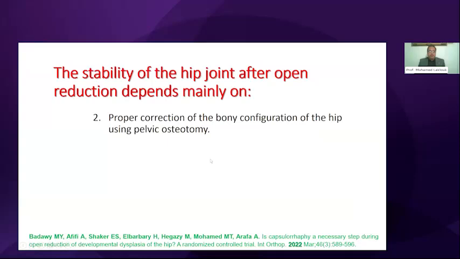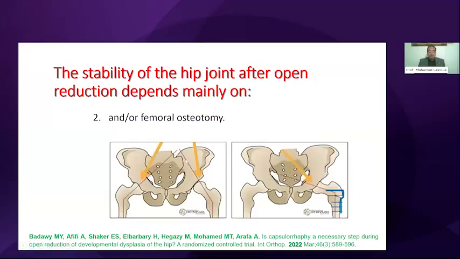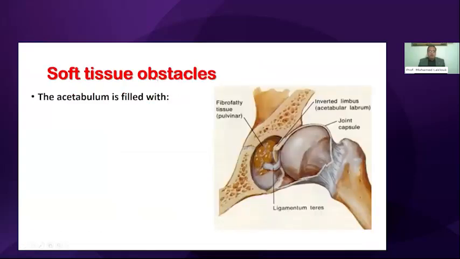We can go for proper correction by either pelvic osteotomy or femoral osteotomy or by both. The soft tissue obstacles in the case of DDH: the acetabulum is filled with inverted limbus.